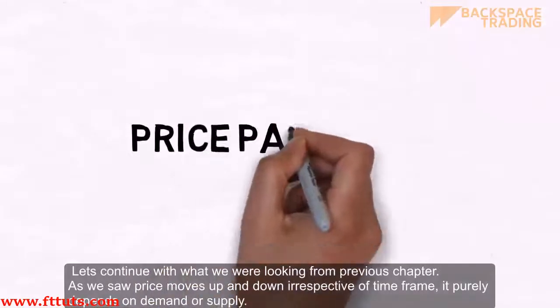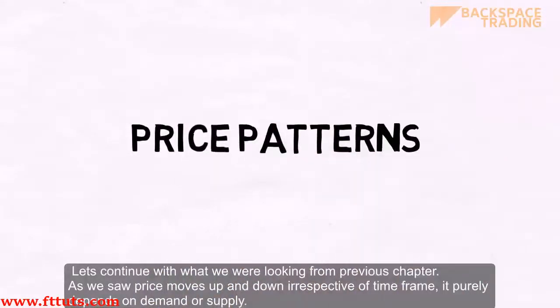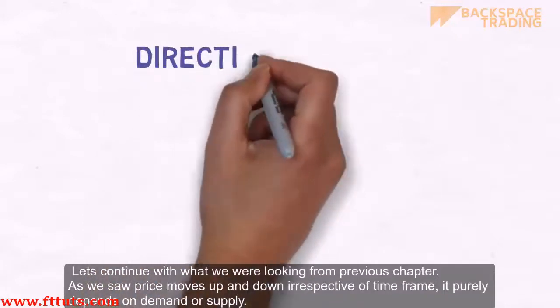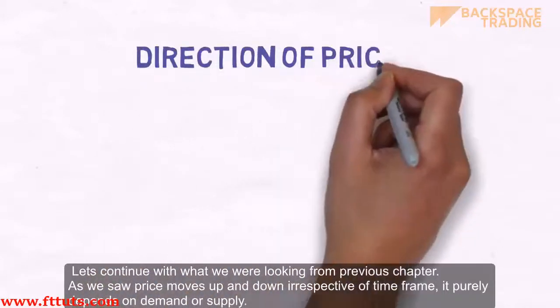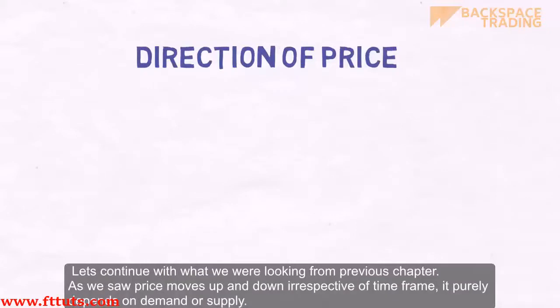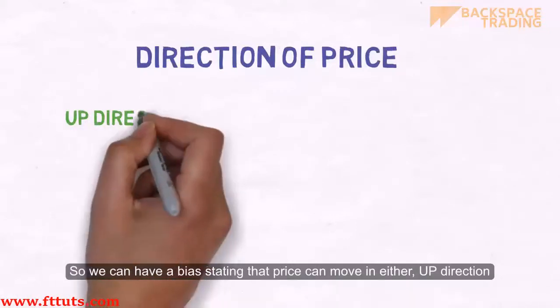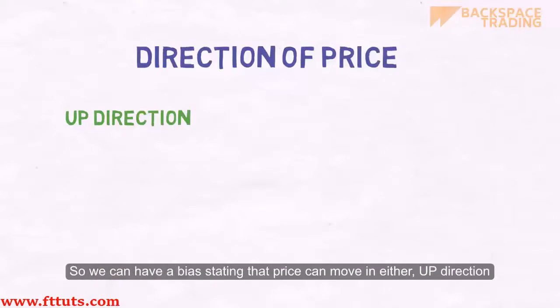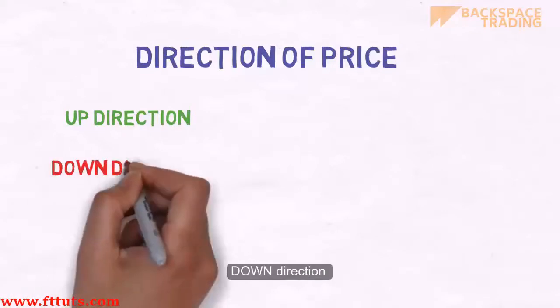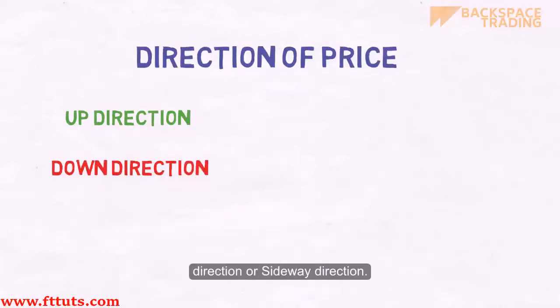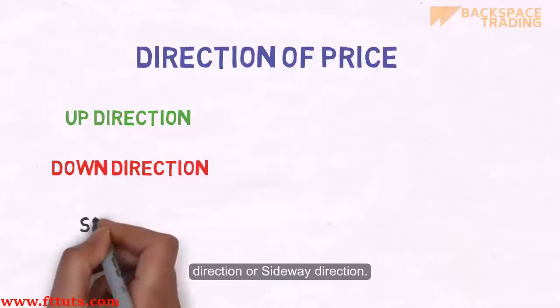Okay, let's continue with what we were looking at from previous chapters. As we saw, price moves up or down irrespective of time frame. It purely depends on demand or supply. So we can have a bias stating that price can move in either up direction, down direction, or sideways direction.